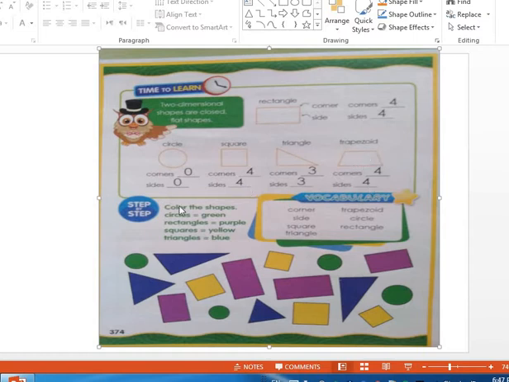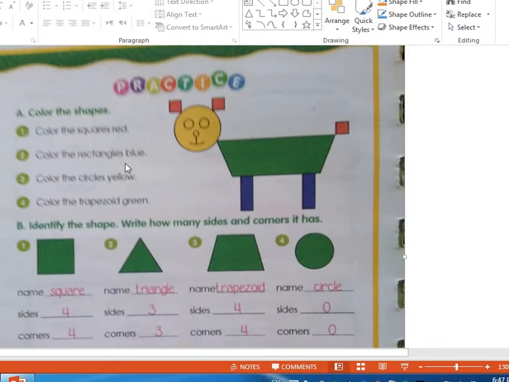Right. Here, color the shapes. Circles green, rectangles purple, squares yellow, triangles blue. Okay, here color the shapes. Color the squares red. I have here the squares. I colored this with red. Then color the rectangles with blue. Yes, these are the rectangles.